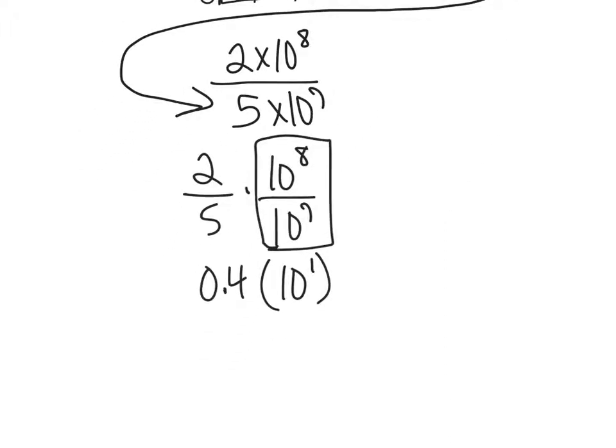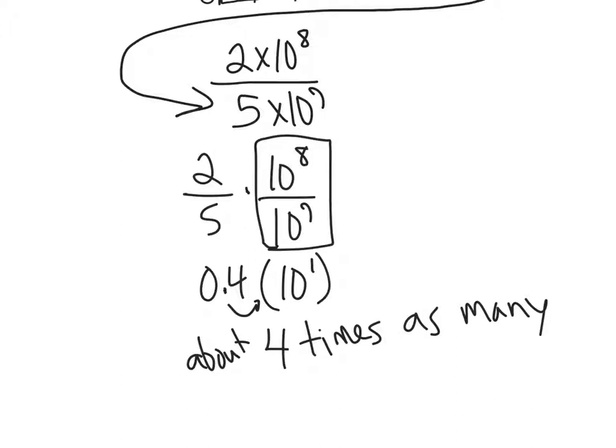And then 0.4 times 10, we don't need to break the calculator out here. Multiplied by 10 just moves your decimal one spot to the right. So that would be the same as 4. So we could say it's about 4 times as many. Okay, and again, complete sense, we could talk about country, whichever one it was, Country A had about 4 times as many cats and dogs as country B.